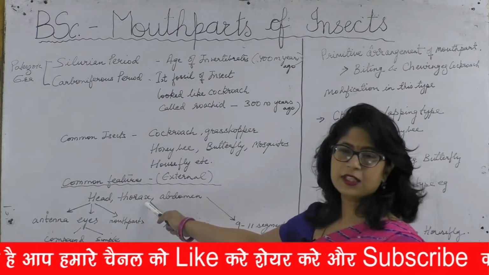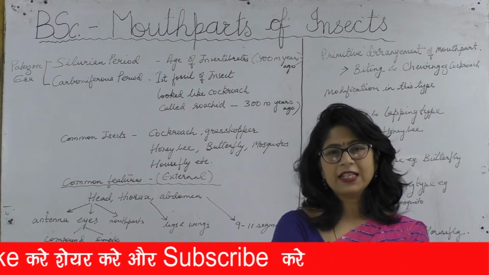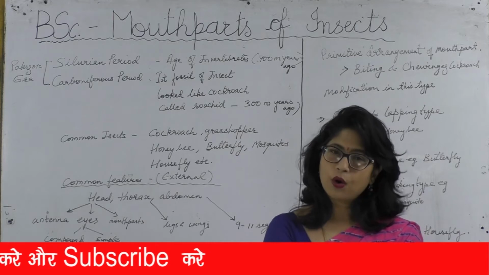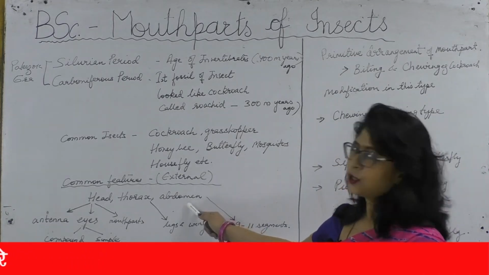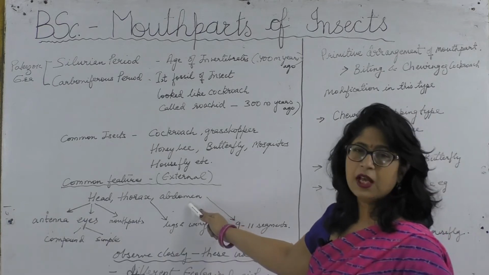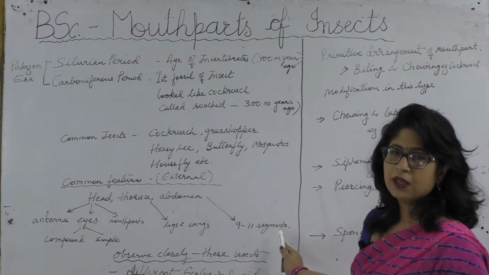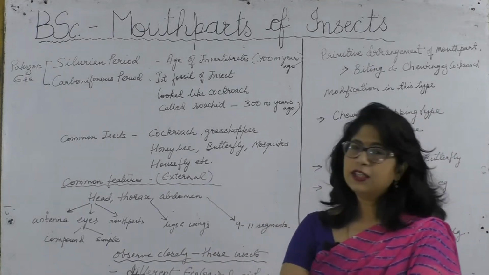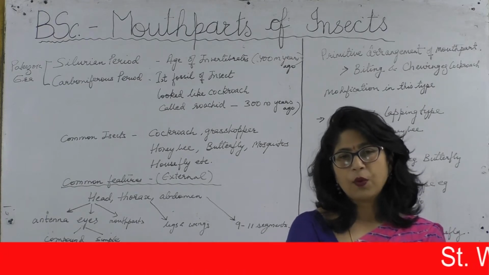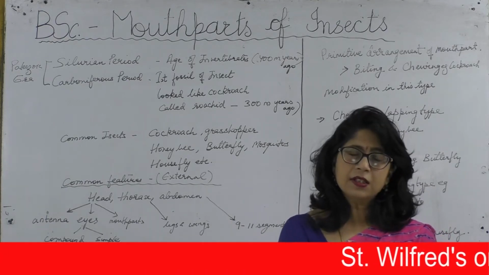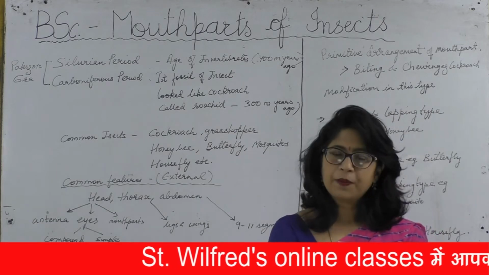The next part is the thorax. It has 3 pairs of legs and 1 or 2 pairs of wings. The next part of the body is called the abdomen, and it has 9 to 11 segments. The other feature that is common in these insects is that their body is made up of exoskeleton. There is sexual dimorphism in male and female insects.